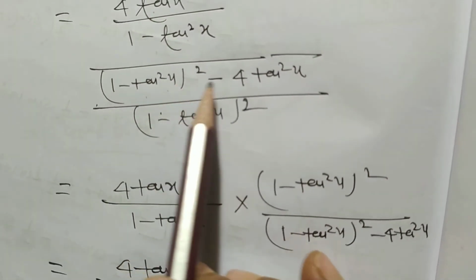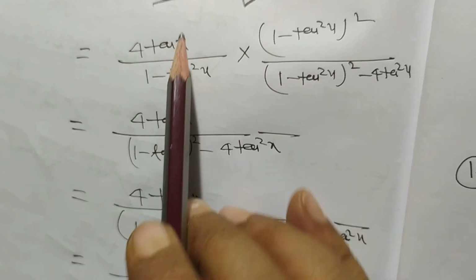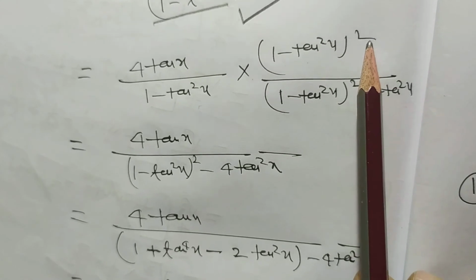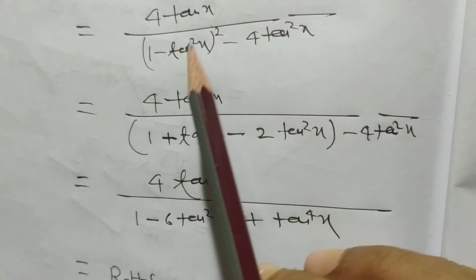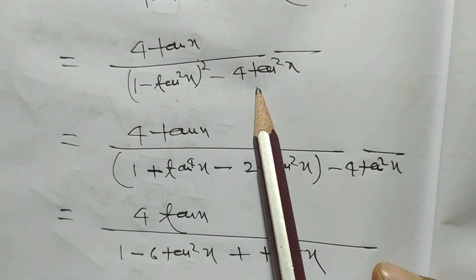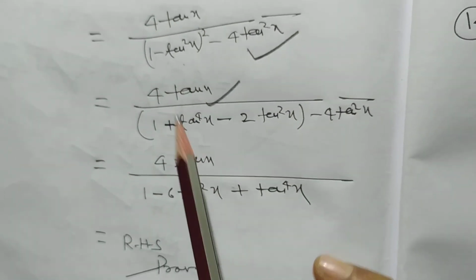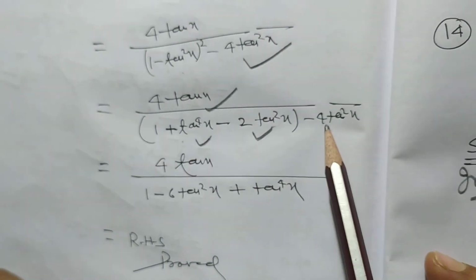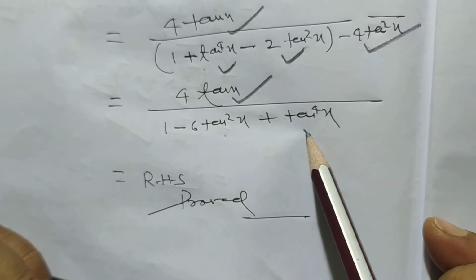1 minus tan square x whole square minus 4 tan square x, divided by 1 minus tan square x whole square. And after solving, it will be 4 tan x into 1 minus tan square x, into 1 minus tan square x whole square, over 1 minus tan square x whole square minus 4 tan square x. That is 4 tan x, and here we simplify it, we expand it: 1 plus tan to the power 4 x minus 2 tan square x minus 4 tan square x. 4 tan x by 1 minus 6 tan square x plus tan to the power 4 x. In this way, we can solve this problem.